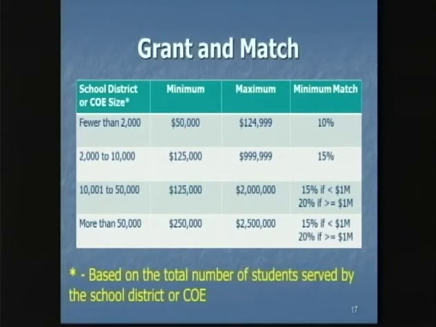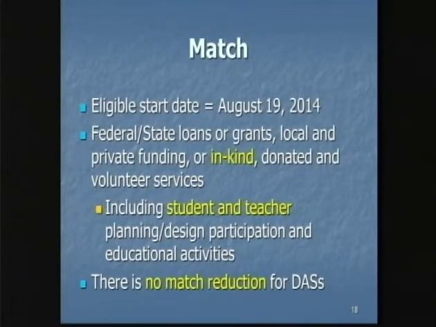But Brandon will be talking about some of the match issues as part of the application process too. For the match, we do have an eligible start date of August 19th, 2014. That is the date we adopted our guidelines. You may use federal or state funds, local or private funding, or in-kind services as eligible match. We do expect applicants to apply in-kind services as part of this. We envision that there would be some student and teacher planning participation along with the educational activities. Again, Brandon will be revisiting this topic in greater detail as part of the application presentation. And finally, there is no match reduction for disadvantaged schools, so you will need to comply with the match that was defined in that previous table.